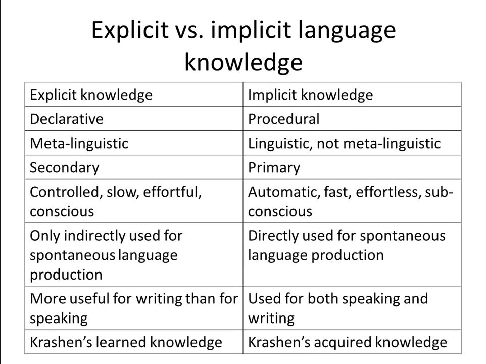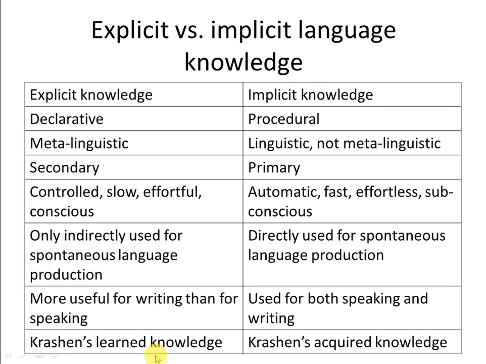So this is a summary of the differences between explicit and implicit language knowledge. So explicit knowledge is declarative, it is metalinguistic, it is secondary. The use of explicit knowledge is a controlled process. It is a slow process. It is an effortful process. It is a conscious process. And explicit knowledge is only indirectly used for spontaneous language production, and it is more useful for writing than for speaking. And this one, I'm going to talk about this later.